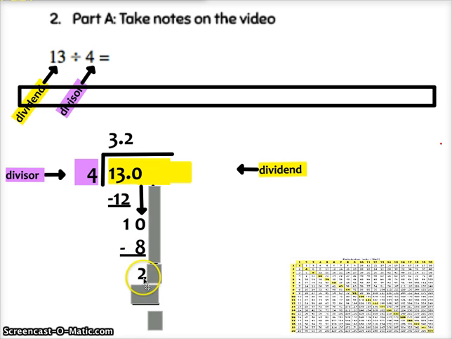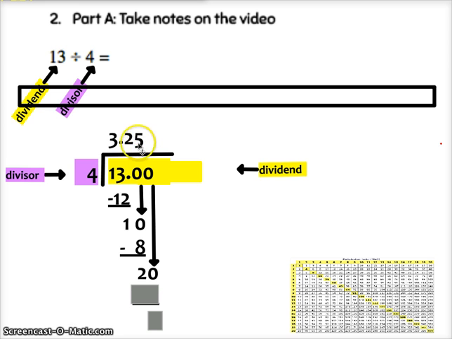And since there's a remainder, I'm going to rewrite 13 again as 13 and now put a 0 in the hundredths place. So 13 and 0 hundredths. Take that 0, bring it down next to the 2, so 2 becomes 20. Now I ask myself the question, how many times does 4 go into 20? It goes in 5 times.